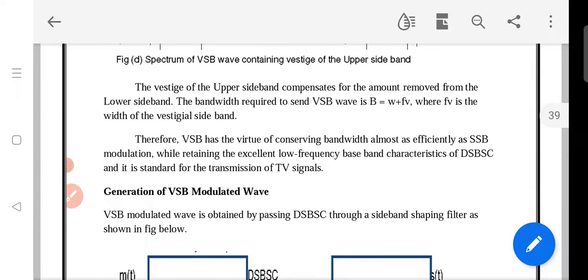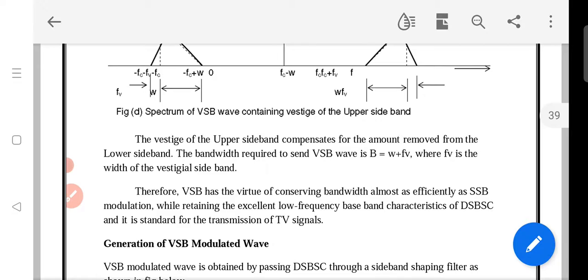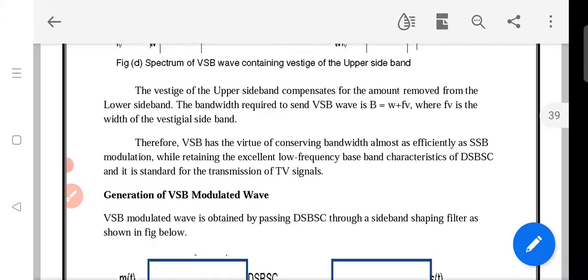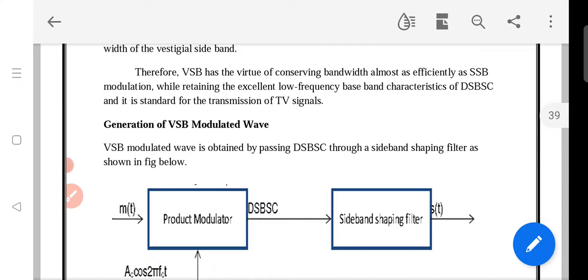One important point: the vestigial sideband technique is generally used to transmit TV signals, meaning video signals. So in TV broadcasting, the vestigial sideband technique is very useful.